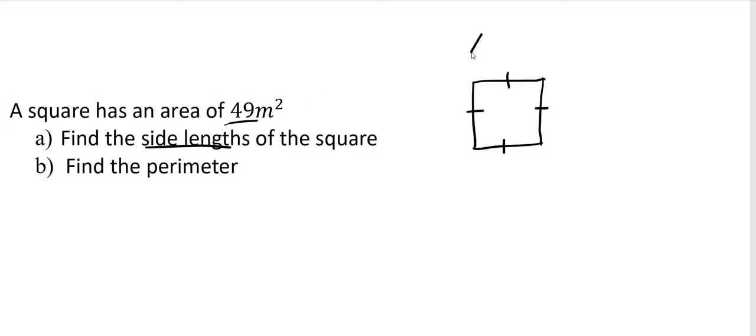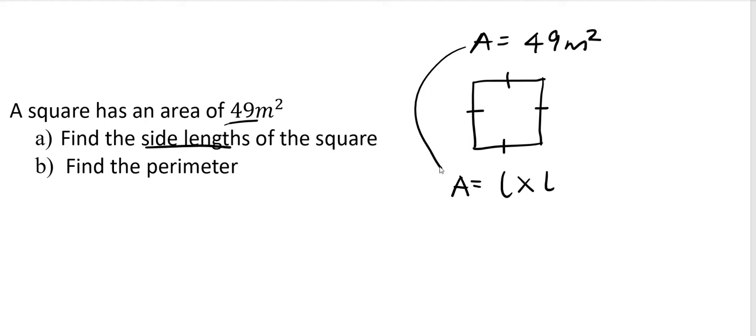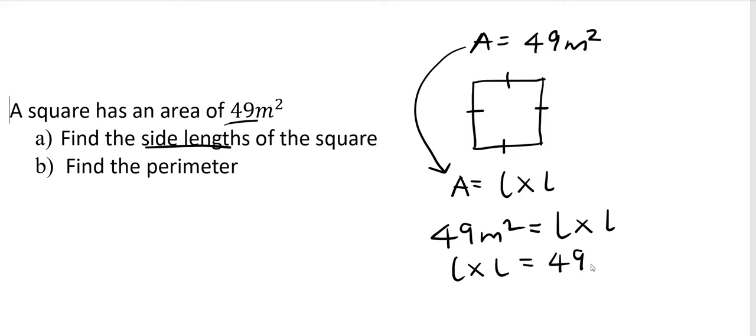Now, I know the area is equal to 49 meters squared. So with that, I've got to find the side lengths. So the area of a square, the formula would just be just like a rectangle, length times width, but because they're all the same lengths, we say L times L. Now, the area I already know is 49 meters squared. So that equals L times L. So I've replaced A with 49 because that's the area. Now, if it helps, you can rewrite it like this. L times L is equal to 49. We haven't changed the question at all, we've just rewritten it.